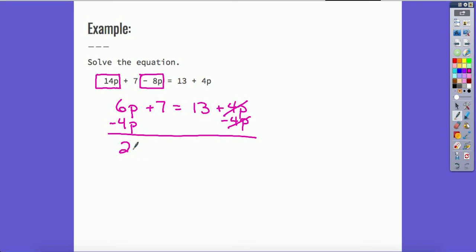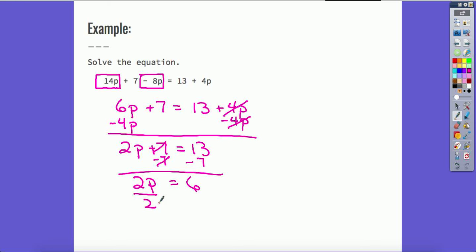I've got 2p plus 7 equals 13, and I want to get my numbers that are not variables on the right side so that they're all with their buddies and their like terms. So 13 minus 7 is 6, and now I can divide, and I've got p equals 3. And remember, if you're checking these out, you can always go back to the original, you can plug in your answer, and you can check your answer to make sure that you've got it right.